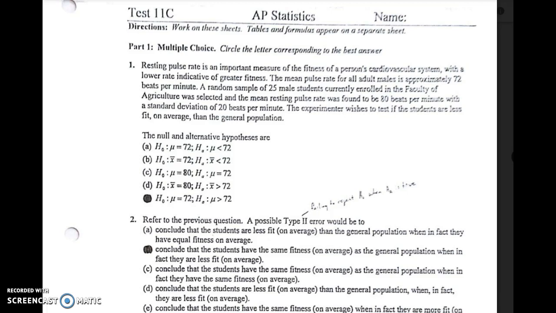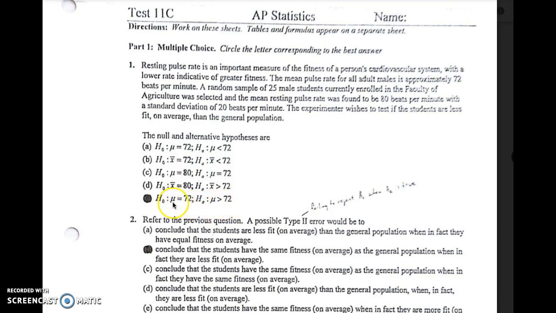A random sample of 25 male students currently enrolled in the Faculty of Agriculture was selected, and the mean resting pulse rate was found to be 80 beats per minute with a standard deviation of 20 beats per minute. The experimenter wishes to test if the students are less fit on average than the general population. The null hypothesis here would be that the mean is 72 because that is what it's always been from the population. And in the sample, since they found the heart rate to be 80, that's more than 72. So your alternative hypothesis would be that the mean is greater than 72.